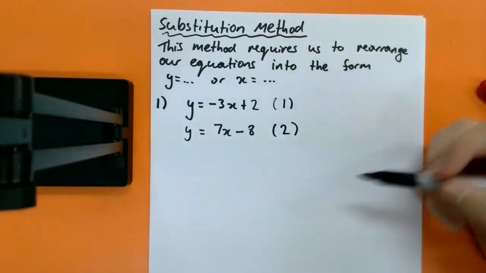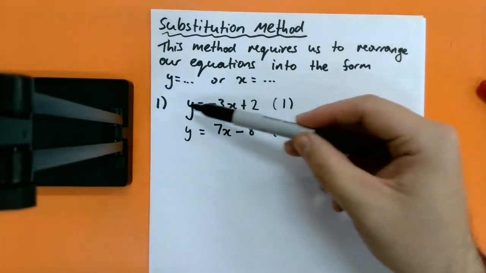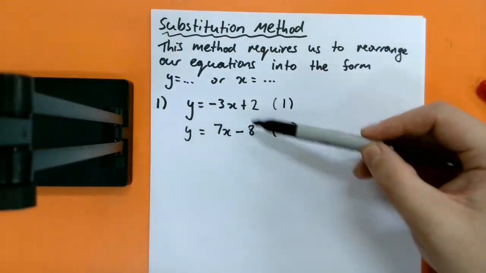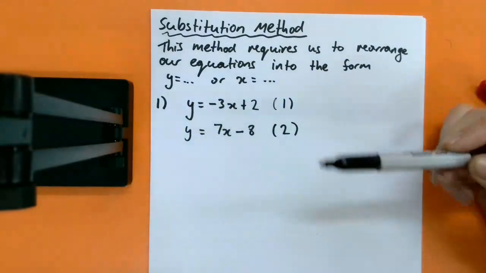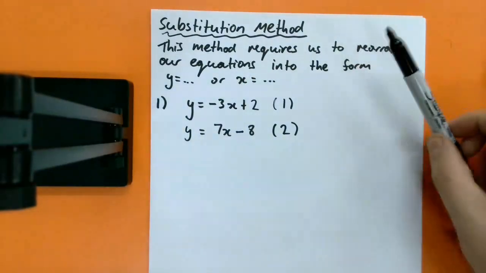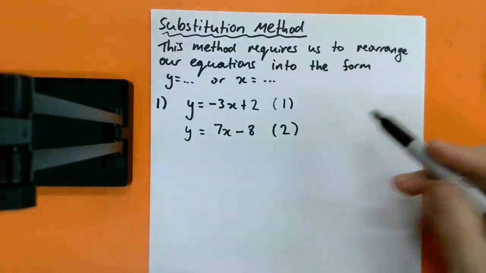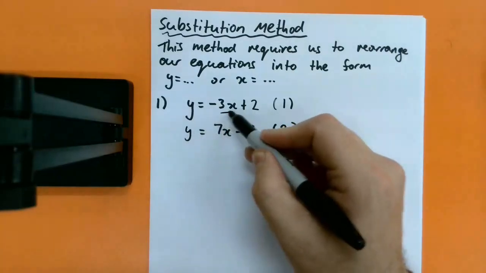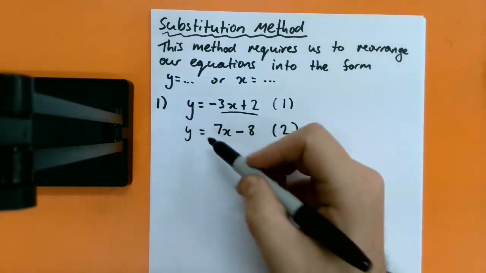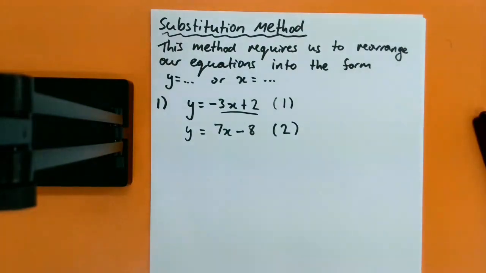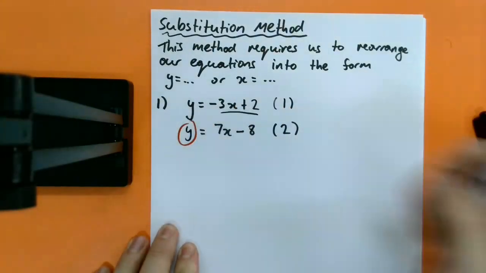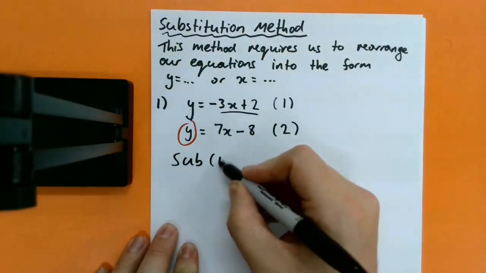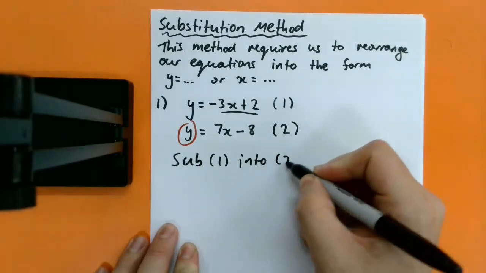You'll notice that both of these equations are equal to y. This expression here and this expression here are both equal to y. And if they're both equal to y, that means they are equal to each other. So technically we're going to take this expression and substitute it here for this y. Wherever we see a y in this second equation, we're going to replace it with minus 3x plus 2. So we're going to say sub equation 1 into 2.